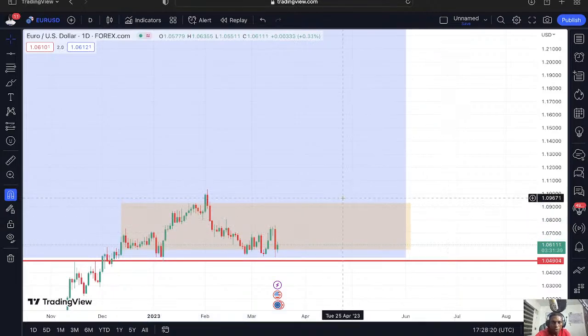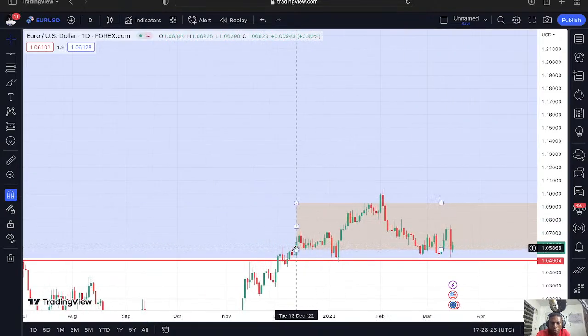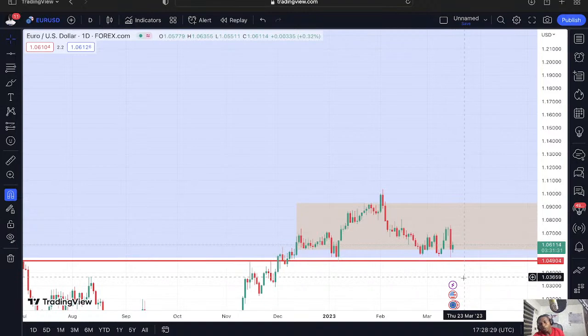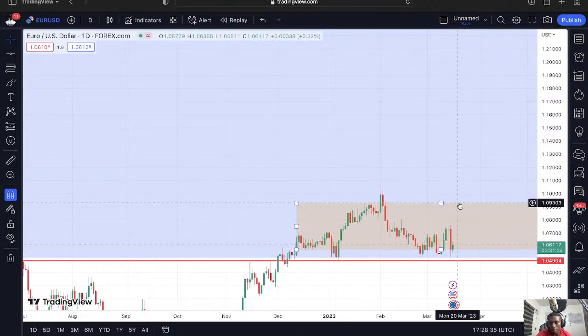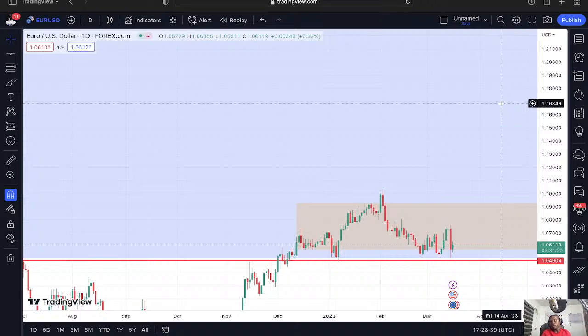Good. So when you look at this now, you also want to be careful. More reason why I said if price breaks down below here, you want to sell, you want to short the market. And if price goes up and breaks out above, you want to buy. These are very, very important factors to consider.